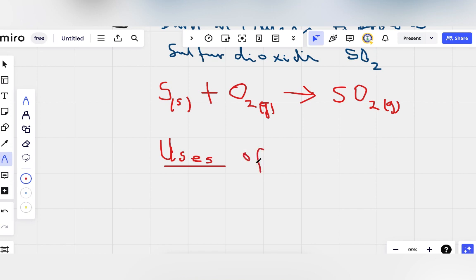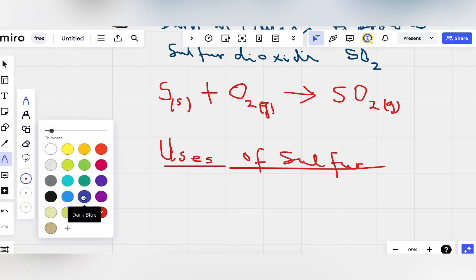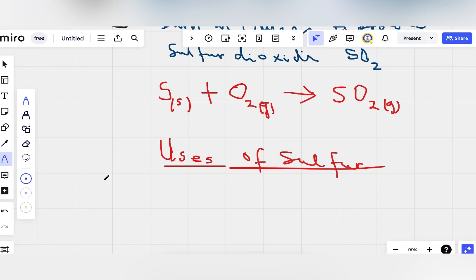Why is sulfur important? What do we need it for? So let's quickly run through this. We write only the keywords. Uses of sulfur. What do we use sulfur for? What's the benefit of sulfur? How does it play a significant role in our life? And why do we need it? What do we need it for?